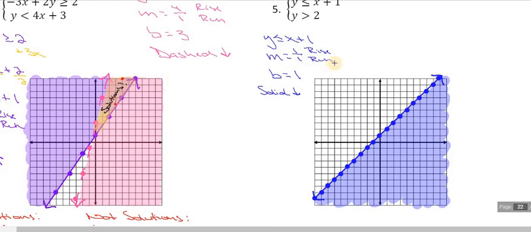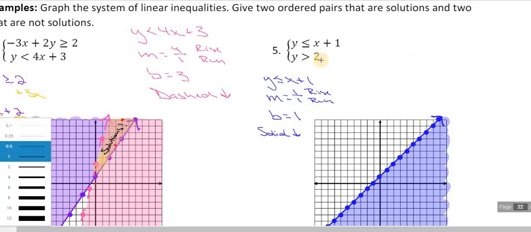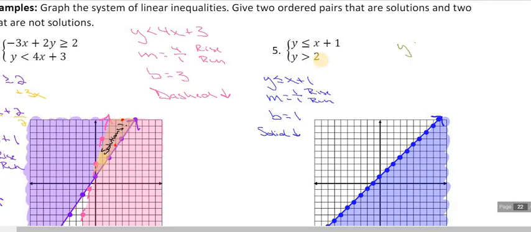Let's go to the second inequality. That is y is greater than 2. Well, what kind of line is that? Remember, if it was just y equals a number, that is going to be a horizontal line that slices through the y-axis at 2.